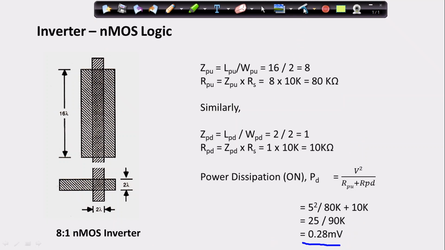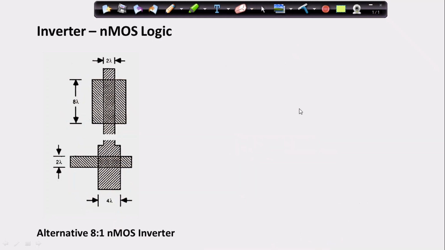Let us look into the power dissipation at the more circuit, that is, one more alternative 8:1 NMOS inverter. In a similar way, let us take the pull up: 8 by 2 will result in 4. So the total pull up resistance will be 4 into 10k, that will result in 40 kilo ohm.